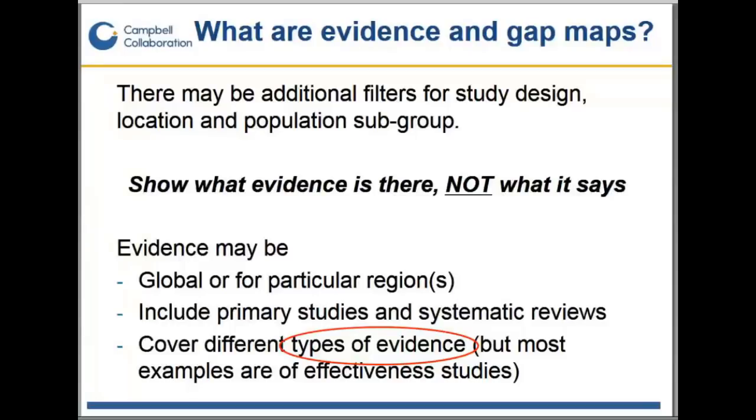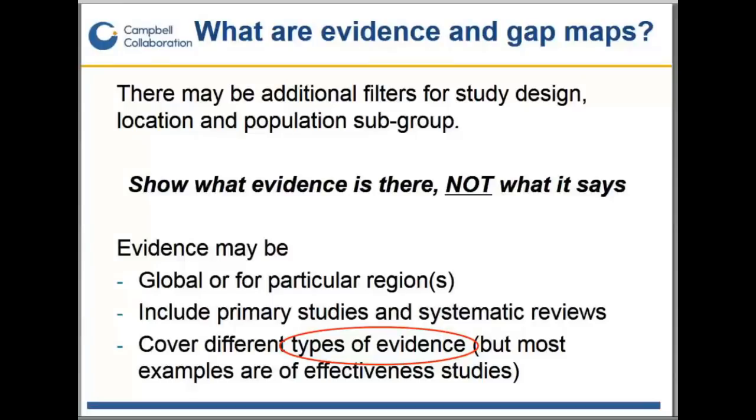And finally, the evidence might be global or from particular regions. So we do have in Campbell both global maps, but also maps that cover particular regions, specifically low and middle income countries. The map might show primary studies and reviews. It might show just one of those. Most of them would show both. And most particularly, the maps can cover different types of evidence.